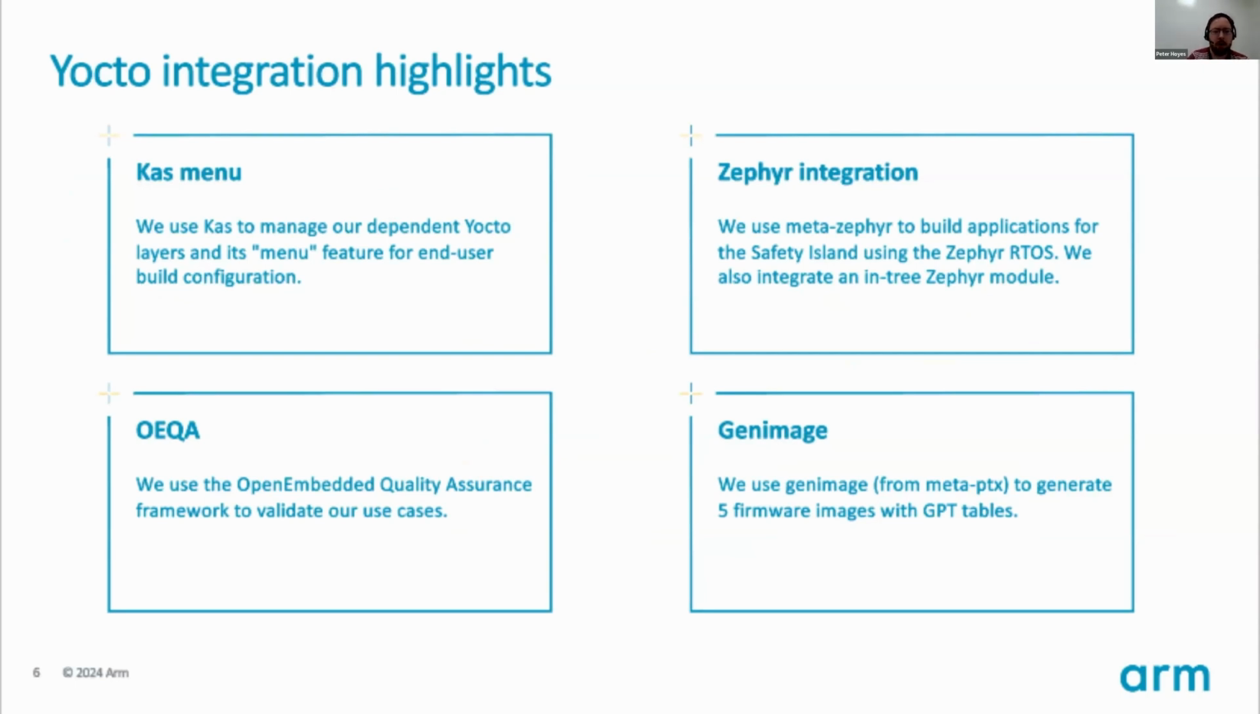And then I'll talk about how we use the Open Embedded Quality Assurance framework. We have quite a lot of test cases that are all integrated using Yocto and OEQA. And finally, I'll talk about GenImage, which is a tool we've started using quite recently to generate our firmware images. As you can see earlier, we have quite a lot of different processing elements, and the requirements to generate the flash images for this firmware are quite complicated, and GenImage has proved to be quite a good solution for us for that.